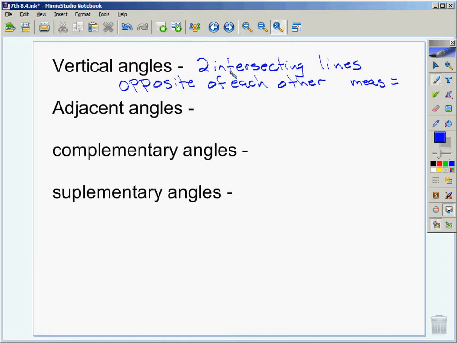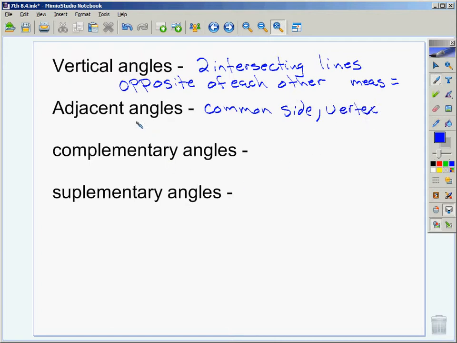of it. They have to be formed by intersecting lines. Have to be. Yes. Sure. They have to be opposite of each other. And their measurements have to be equal. Okay? Adjacent angles. What do they have? They have a common side and a common vertex.